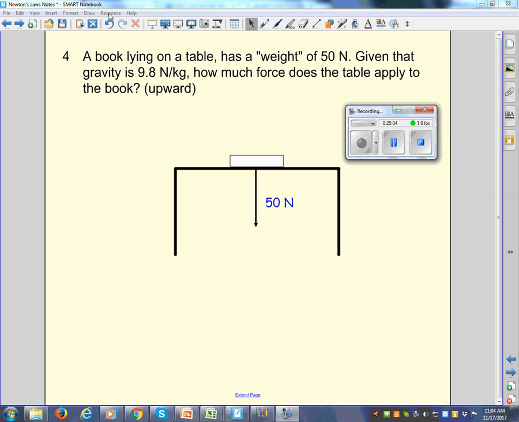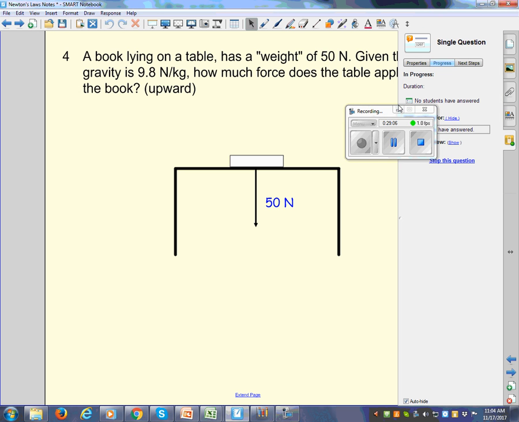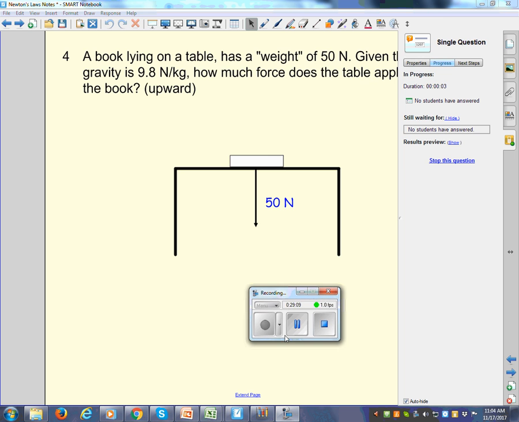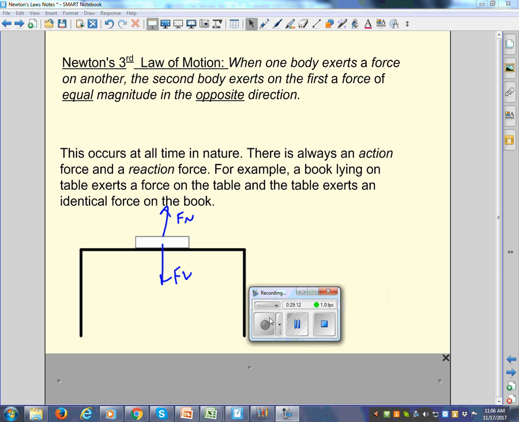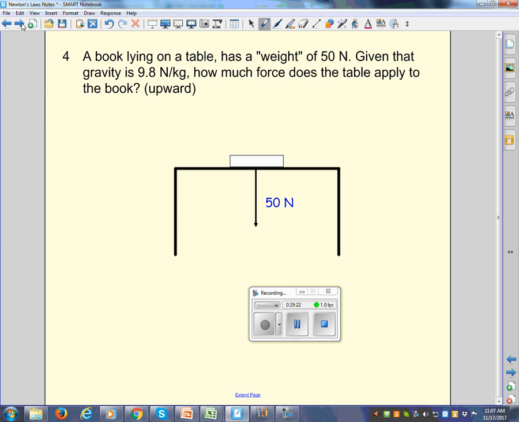Here's the question. Let me remind you of this key word right here. Equal, which means the same. Equal. 50 newtons down, 50 newtons up. Are those forces balanced? Yeah. Is that book moving? No.